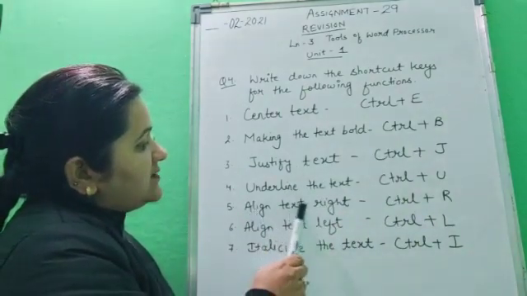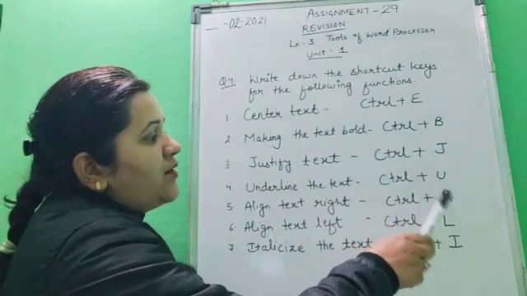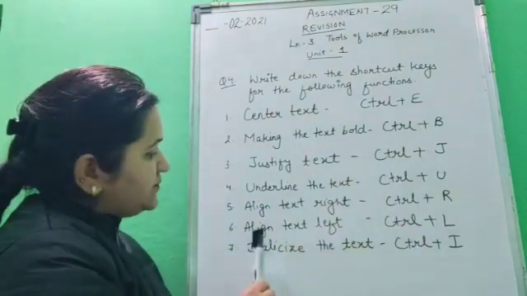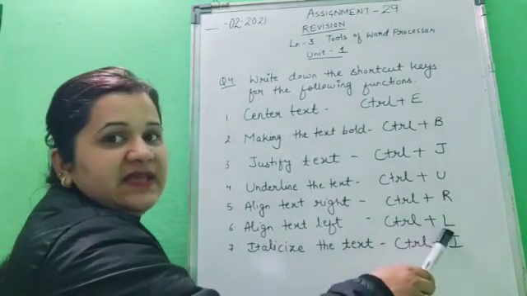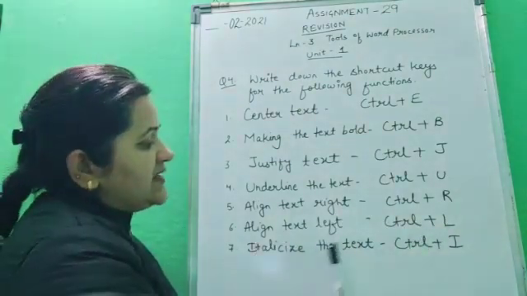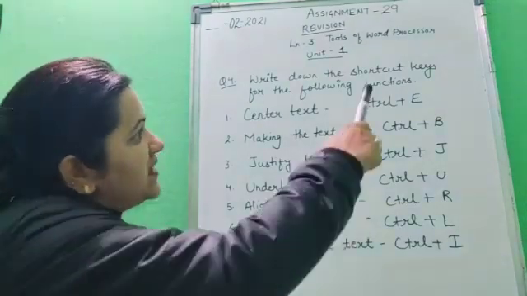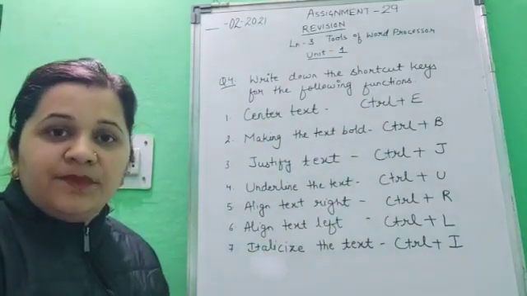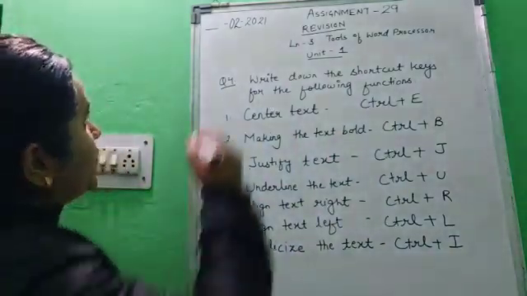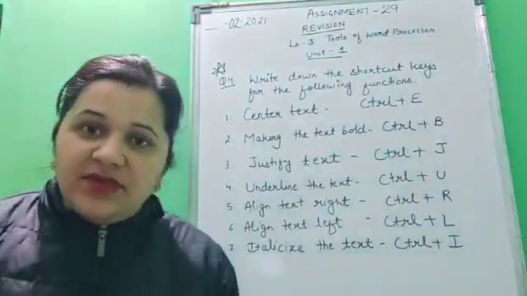If you want to align the text right side, then you would use this shortcut key, Control plus R. If you want to align the text left, then you would use Control plus L. If you want to italicize the text, then you would use Control plus I. Okay, so these are the shortcut keys which are used to perform these functions. Okay, now this is an important question, children. This question can come in your exam.